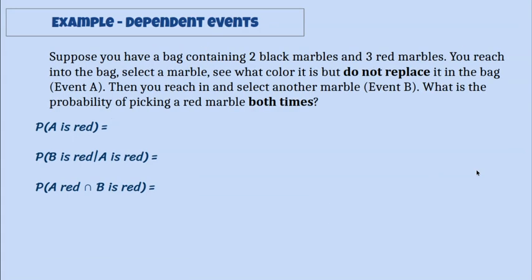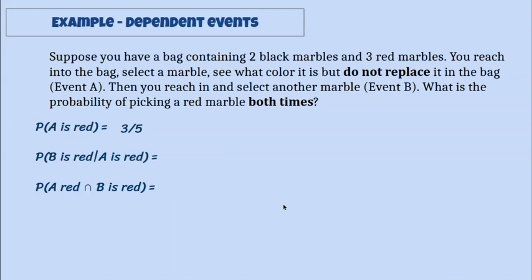It starts to get a little bit more complicated when events depend on each other. So this classic thing that happens, it says do not replace it. So it's the same scenario, same setup. You reach into the bag, but you don't replace the marble back in for event A. So now we can't really talk about event B because event B depends on what happens for event A. So the probability that A is red is still 3 out of 5. But now we have to think there's a condition here. Probability that B is red given that A is red and A is left out.